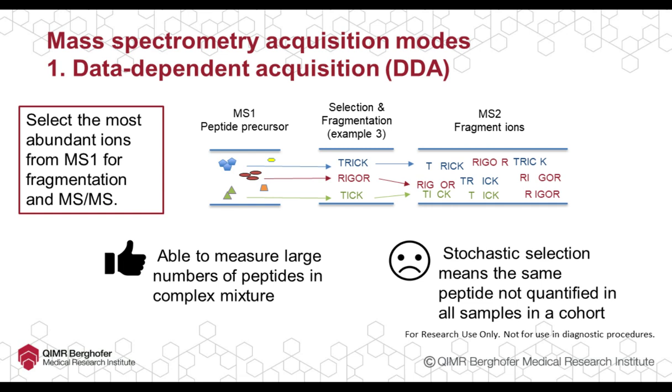In this slide, let me backtrack a little bit. What I described earlier is the data-dependent acquisition method, in which we select the most abundant ions for fragmentation. The advantage of that is that we are able to measure large numbers of peptides in a complex mixture. But as I explained just now, there's a stochastic selection, so the same peptide may not be quantified in all samples in the same cohort.